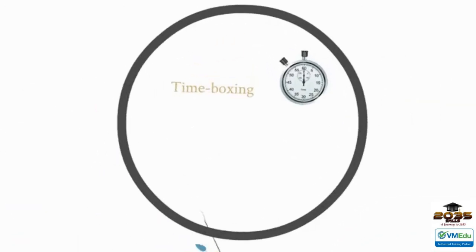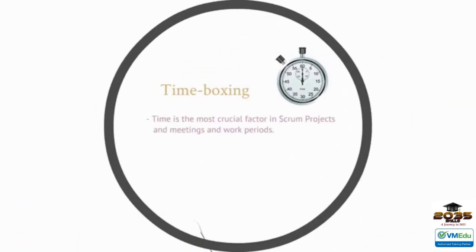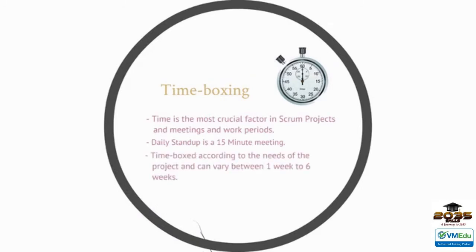The fifth principle is time boxing. Time is the most crucial factor in Scrum projects, and meetings and work periods are time-boxed. The daily stand-up meeting is a 15-minute meeting. A sprint is time-boxed according to the needs of the project and can vary between 1 to 6 weeks.